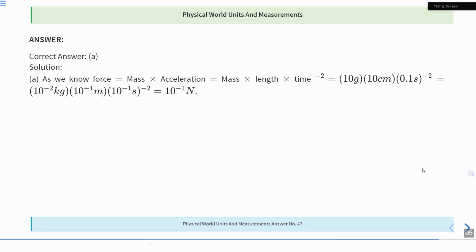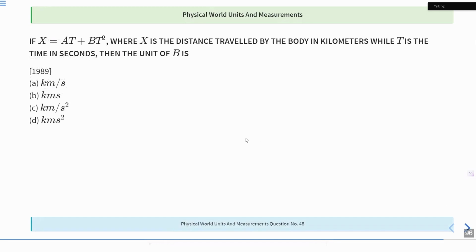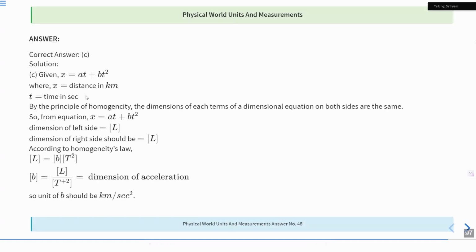Now let's move further. Again, they have given you an equation over here. You have to play with this equation. X equals AT plus BT square, where X is the distance. Understand, X is distance, T is time. The principle of homogeneity: you can add quantities only if the dimensions are the same. So L is equal to B into time square, which gives B is equal to L upon T to the power plus 2. Correct? I hope it's clear.